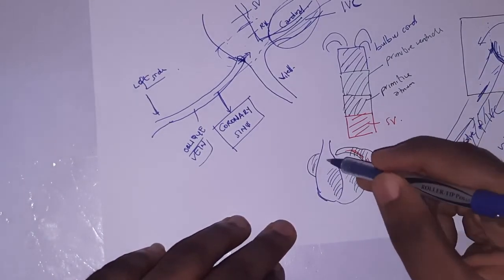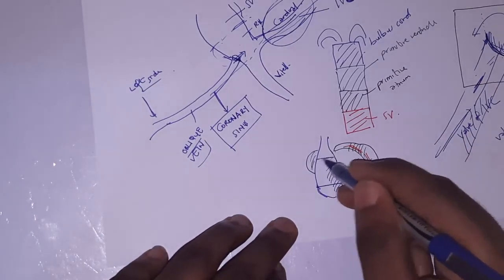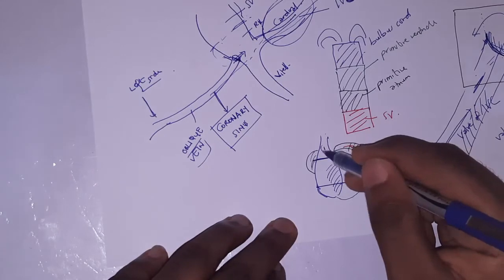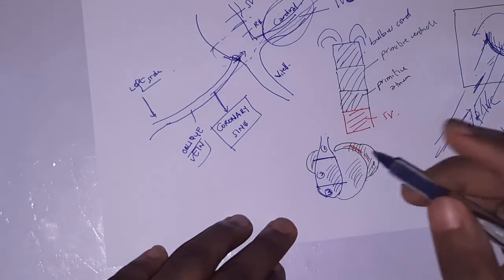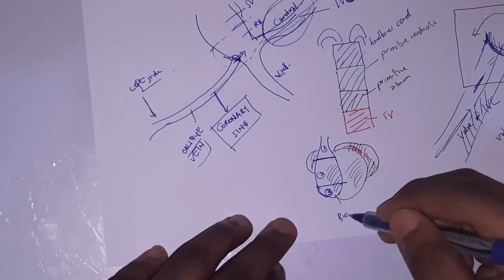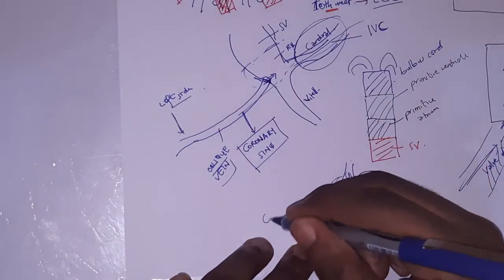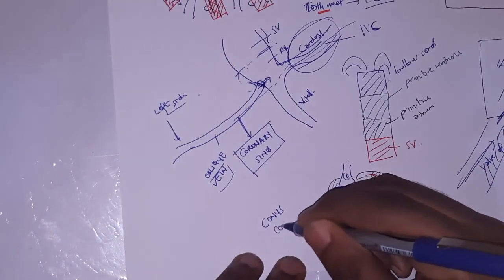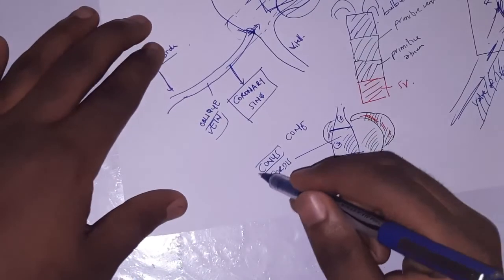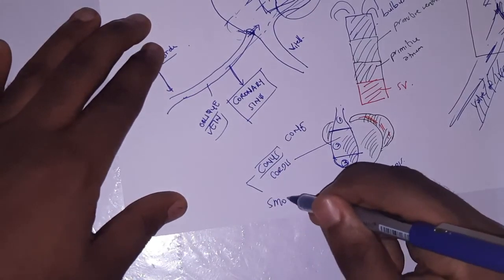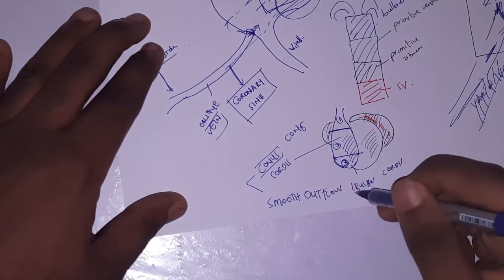We're still going to talk about how this bulbus cordis is going to differentiate. The bulbus cordis has three parts: part 1, part 2, and part 3. The second part is called the conus cordis. Conus for cone, and this would eventually form the smooth outflow tract.